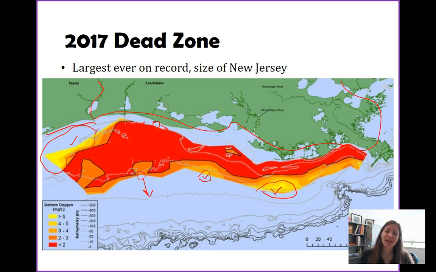Fortunately, not so much for the Gulf of Mexico, but for the Chesapeake Bay, our lawmakers saw this happening in the Chesapeake Bay, and they actually put tons and tons of regulations on farms in order to kind of limit the amount of nutrients that were being washed away.